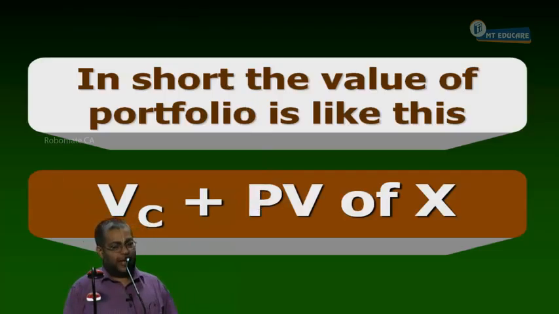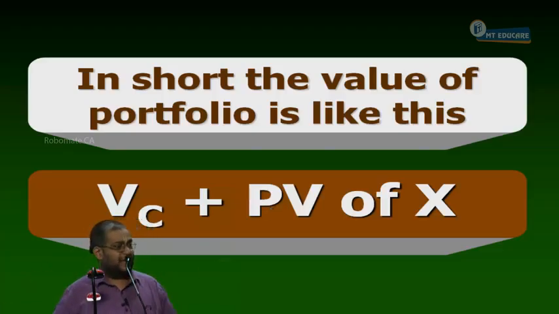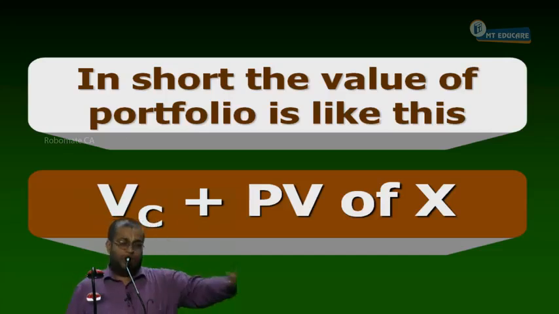Suppose I am wound up today. If, for example, I am becoming insolvent, the court orders me to sell all my assets. So what can I realize here? I can sell my call for VC. I can also realize a PV of X. And then I am going to settle my creditors, etc. It's just a simple way of understanding it. So my wealth today is VC plus PV of X. Is that portfolio 1? Yes or no? Now, this is one portfolio.